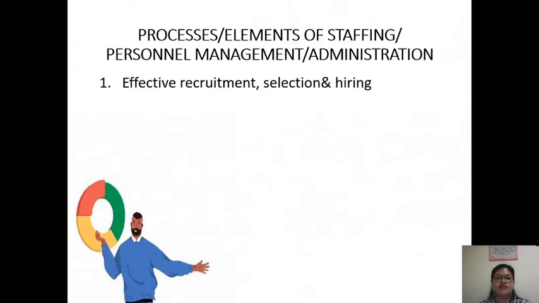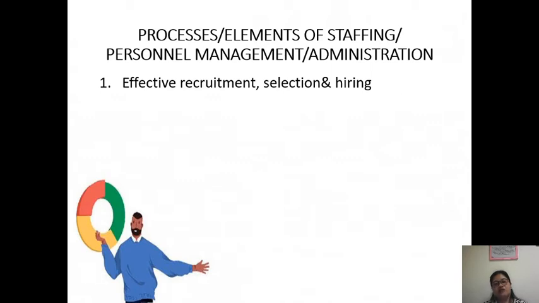Okay. Next is processes and elements of staffing personnel, management, or administration. First is efficient recruitment, selection, and hiring. So, if you are the center head or the head of the agency, in recruiting personnel, it's a no-no nga mag-pick up ng whatever walay consideration. But you need to consider the different elements in recruitment such as the person's skills, na ba siya prior experience.